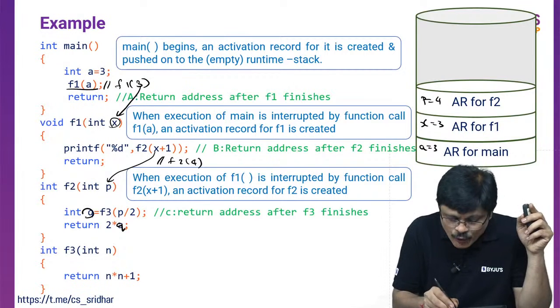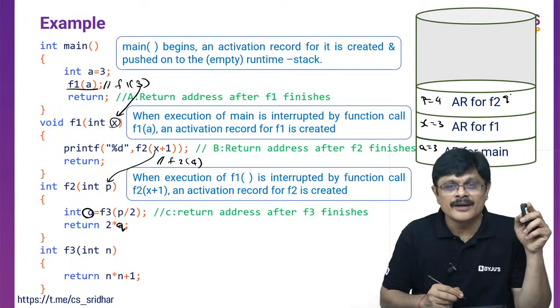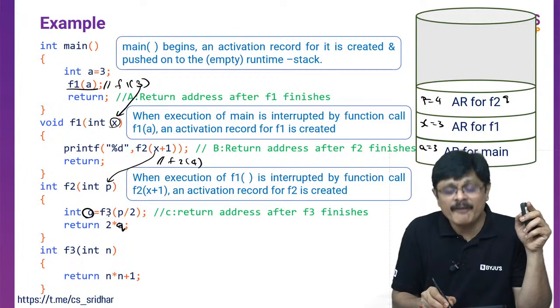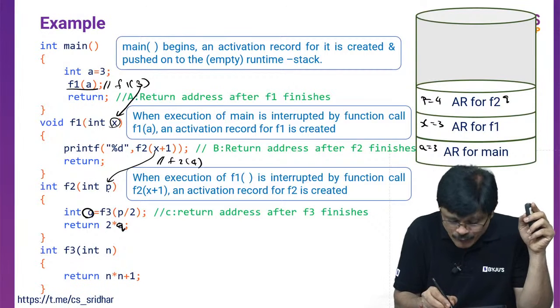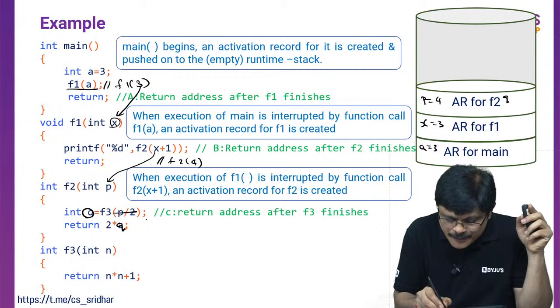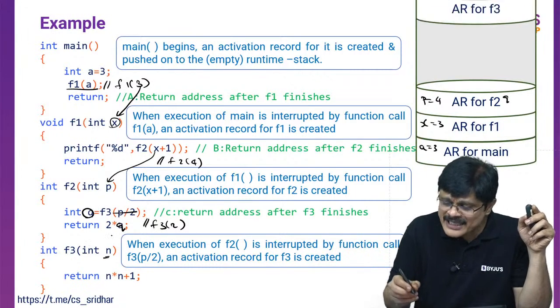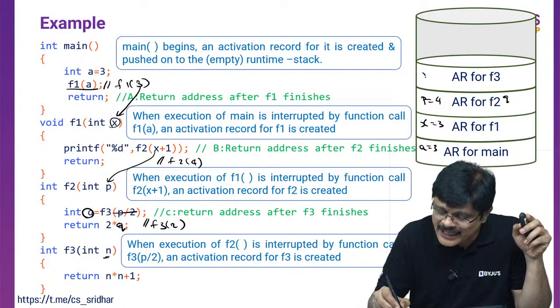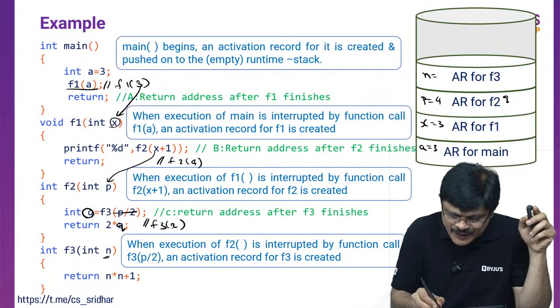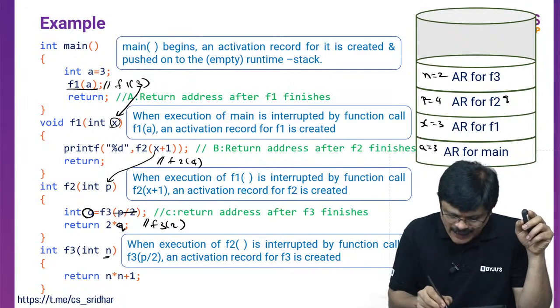And here there is a local variable which is q. What is the value of this? For that you are calling f3 of p by 2. What is p? 4. 4 by 2 means 2. So it will call f3 of 2. f3 is called, which means its activation record is pushed onto the stack, and this is the n value. What is the n value here? 2.